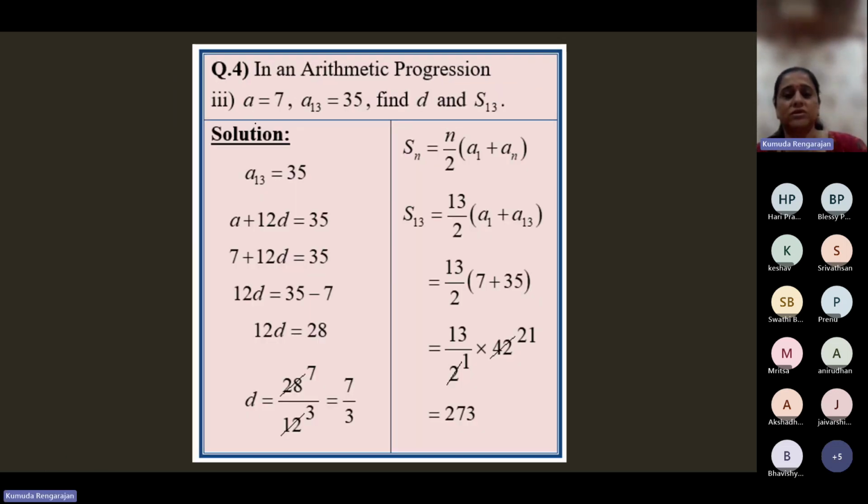So what you should have understood is when you have conditions like A13 or some information like this, this is A plus 12D. So there are only two unknowns, A and D. If you know A, you can find D. If you know D, you can find A.